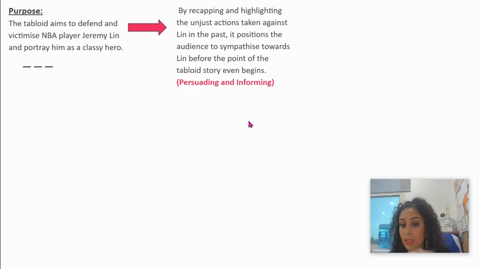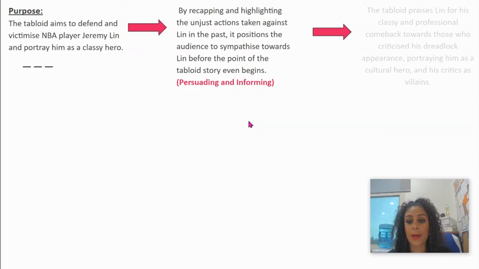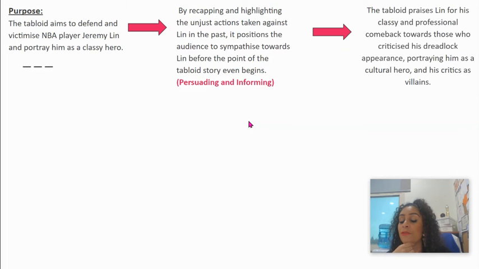When I show you my annotations in a moment, you will see that literally the first 2 pages of the text is just them highlighting all the things that have happened in the past to Jeremy Lin that were unfair. So it's persuading us, but it's also informing us, all right? The 2 purposes there. Okay. The tabloid praises Lin for his classy and professional comeback towards those who criticise his dreadlock appearance, portraying him as a cultural hero, and it shows his critics as villains. Okay, that's me giving you more information.